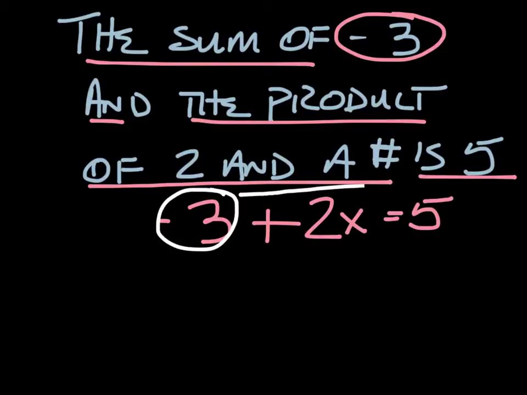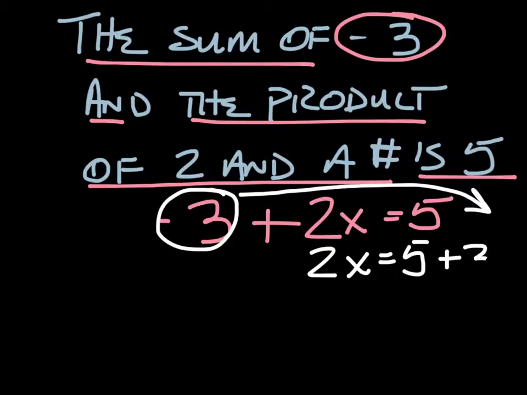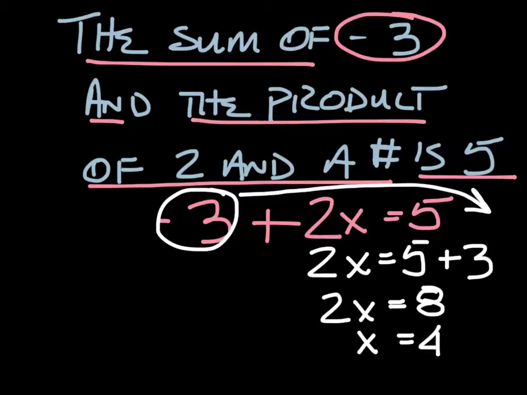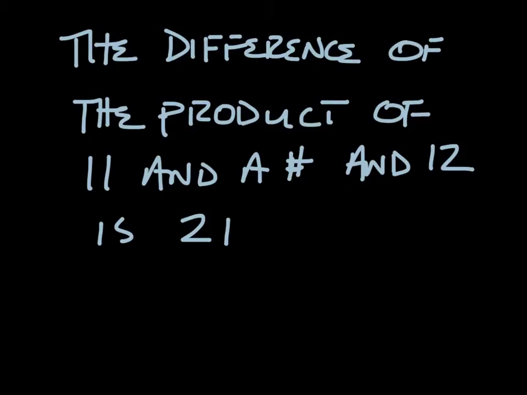That's right. Move the negative 3 over to this side and make it plus 3. 5 plus 3 is 8. 2 times what is 8? 4. So 4 is the answer. Try this one and bring it up. We'll see if we can get a right answer on this.